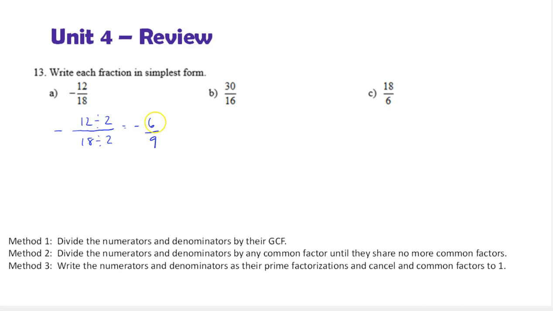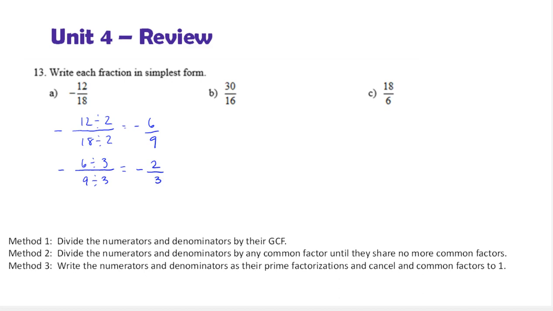Now I notice that this is not completely simplified. 6 and 9 have a common factor of 3, so I'm going to divide again. So I'm going to start with the 6, divide by 3, and I'm also going to divide the 9 by 3. So whatever you divide the numerator by, you divide the denominator by, and the result is negative 2/3. Notice 2 and 3 don't share any common factors besides 1, so this is completely simplified.